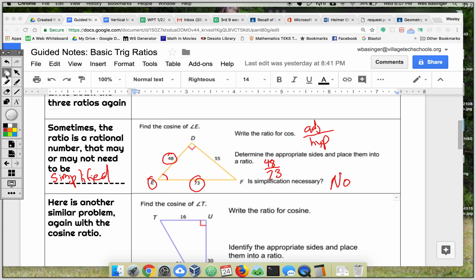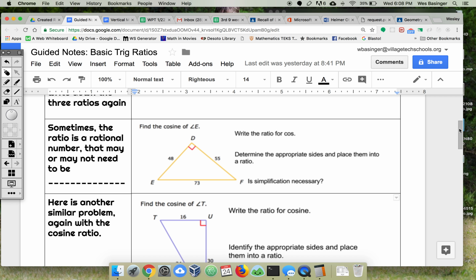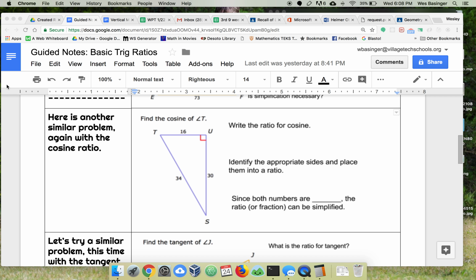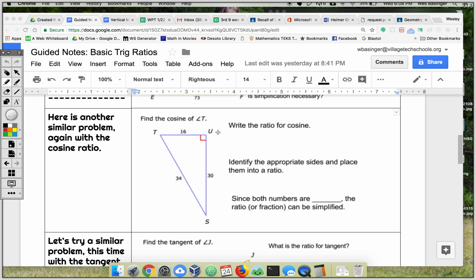Okay, let's do another example. This is also the cosine ratio on the next one, but you'll find that there's just one difference on this. First of all, write the ratio for cosine. That would be adjacent over hypotenuse. Identify the appropriate sides. Well, let's look and see. We need to find t. So what's adjacent to t? 16 is adjacent to t, so we'll put that on top. Next, find the hypotenuse. The hypotenuse is 34, so we'll go ahead and put that in the denominator.